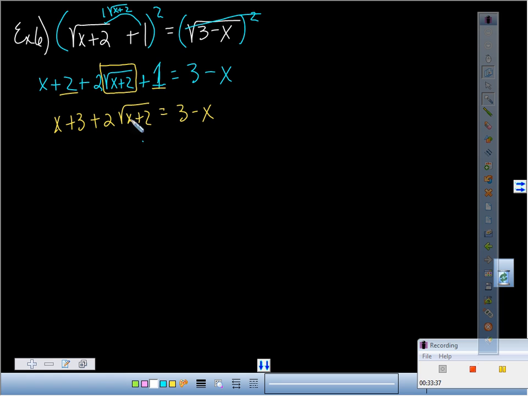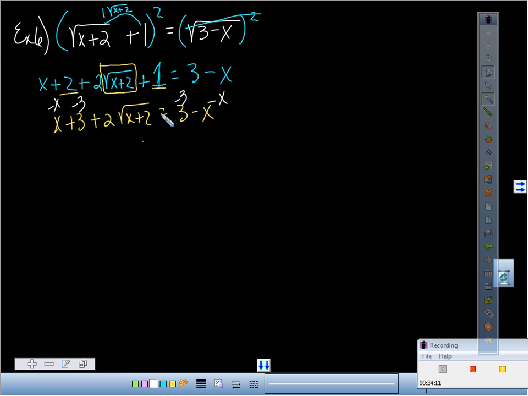Okay, so we're still trying to get this by itself. I need to get rid of these 2 terms over here first. So let's subtract x and subtract 3. And then we're going to see how friendly and nice these people really are over here on the left.